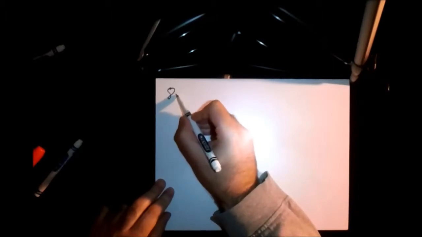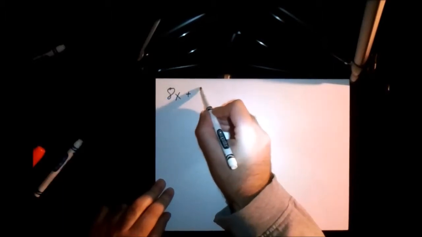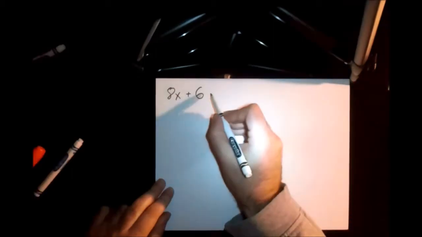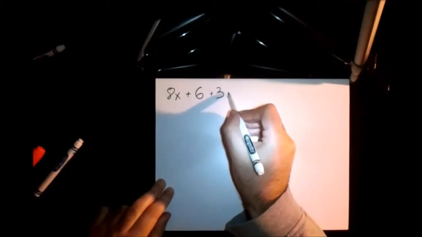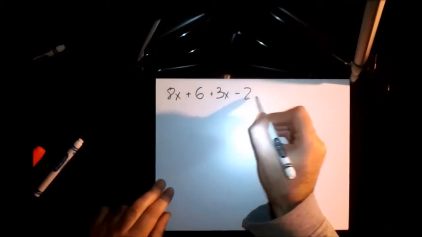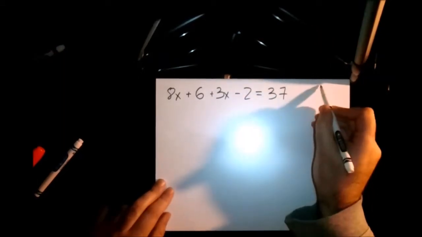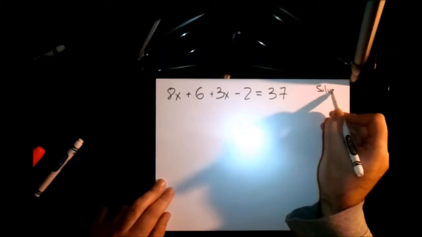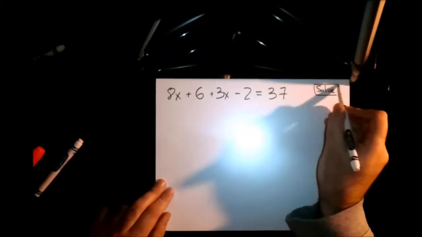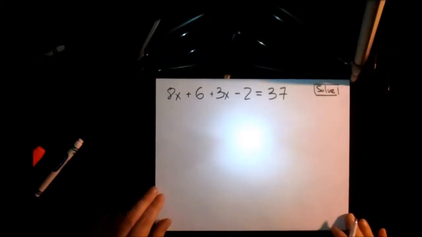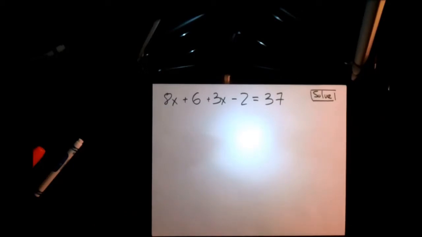So we have 8x plus 6 plus 3x minus 2. And all of it equals 37. And I just asked you to solve this. Not simplify, like I did in the last section, but actually solve. So write this one down. I'll give you a little bit of time.